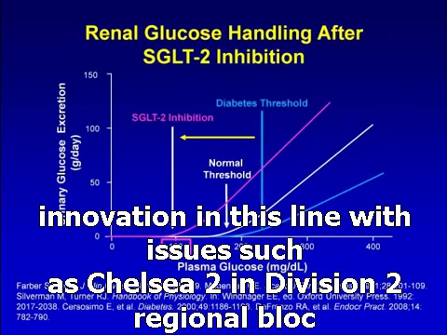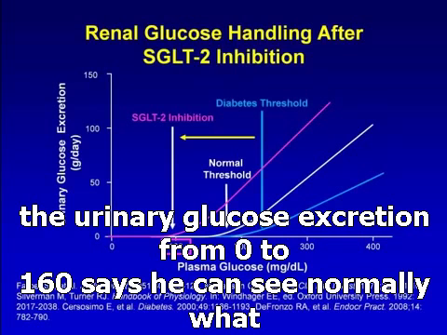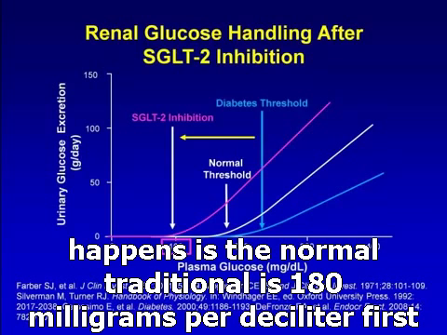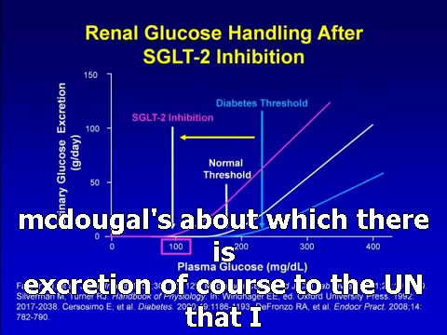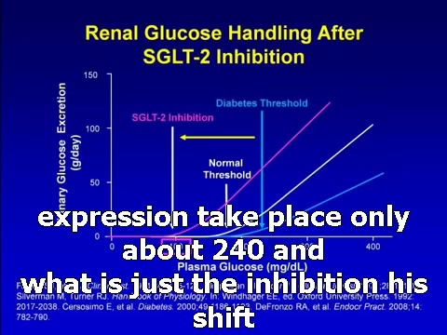In this slide, we're going to show what SGLT2 inhibition does to renal glucose handling. So we have the plasma glucose going from 100 to 400, and then we have the urinary glucose excretion from 0 to 150. Normally, the threshold is 180 milligrams per deciliter of plasma glucose, above which there is excretion of glucose through the urine. The diabetes threshold is, as we reviewed before, increased to about 240. So the excretion takes place only above 240.